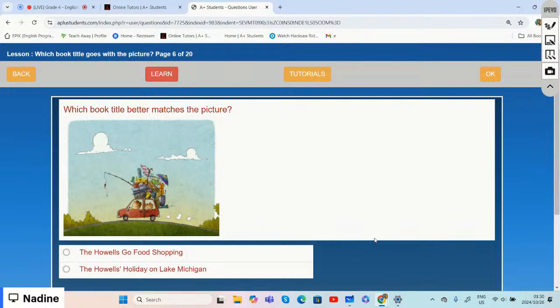And the last one, which book title better matches the picture? Is it option one, The Howells Go Food Shopping? Or is it option two, The Howells Holiday on Lake Michigan? We need to choose the correct option or correct title.